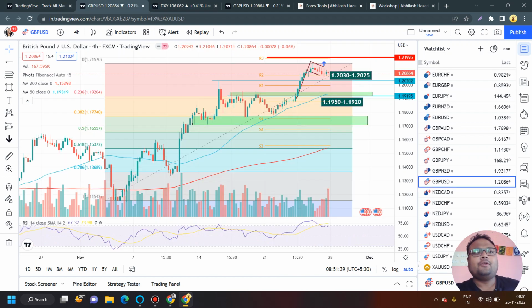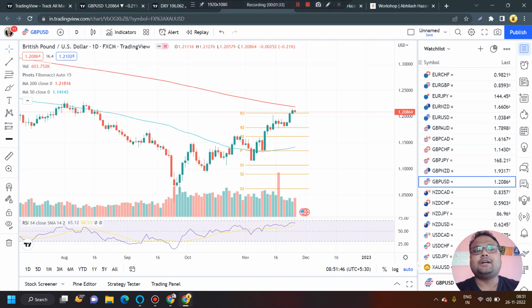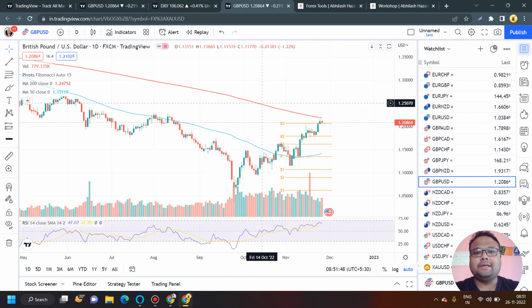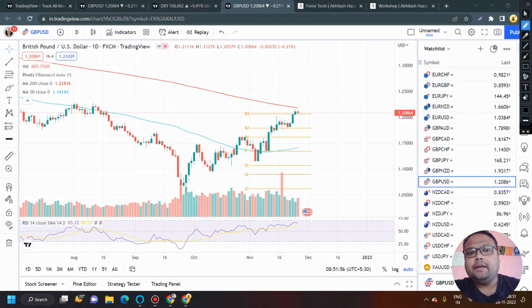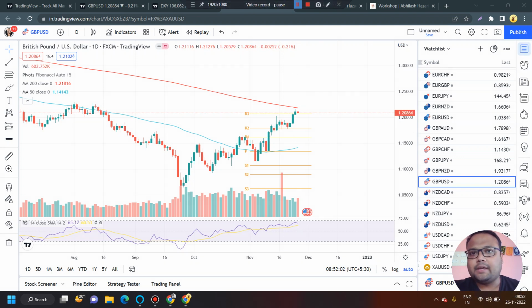This is the 4-hour chart of GBPUSD. But before talking about the 4-hour chart, I would like to show you the daily chart of GBPUSD. In my previous video that I uploaded on Friday, we talked about the approaching 200 moving average here, the 200 moving average being the dynamic resistance for the market.